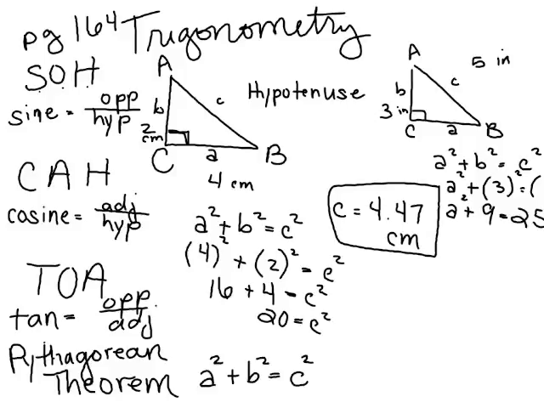So then to solve for A, I need to get A alone first. So how do we do that? A needs to be by itself on this side of the equal sign. So I minus 9 from both sides. So 9 minus 9 is 0. So A squared plus 0. And then 25 minus 9, A squared equals 16. Then I take the square root. A equals 4. So I have a side length of 3, a side length of 4, and then a hypotenuse of 5. Pythagorean theorem.